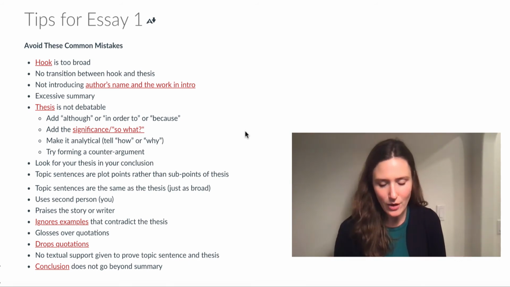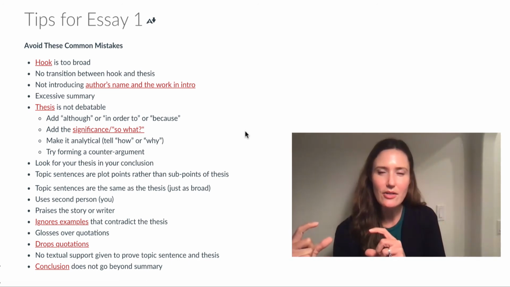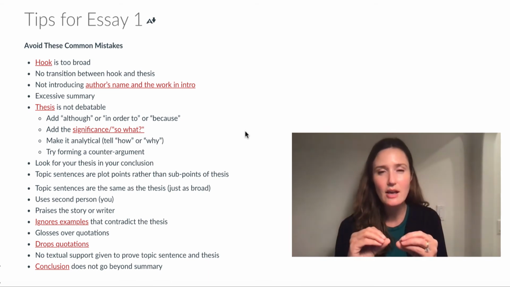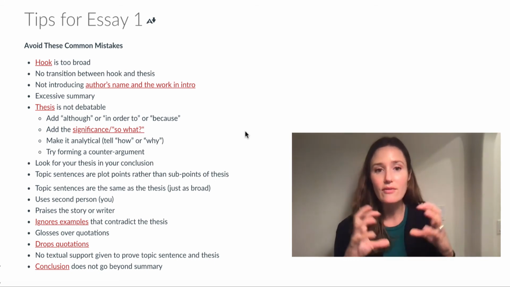But I find that when I get to the end of their rough draft and I look at the conclusion, I can pull out what the thesis statement is. So if you're not sure exactly how to articulate your thesis, you have a rough sense of what it is, but you need to make it much more precise, look to your conclusion and see if your thesis is buried in your conclusion.